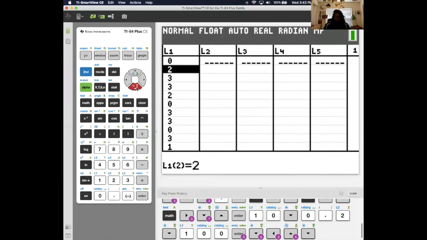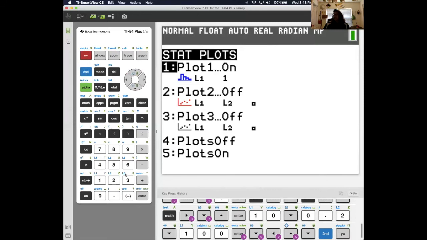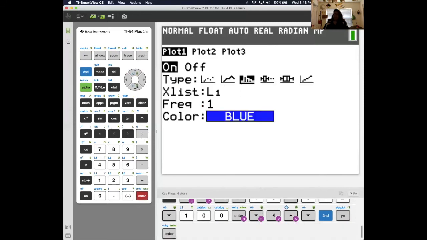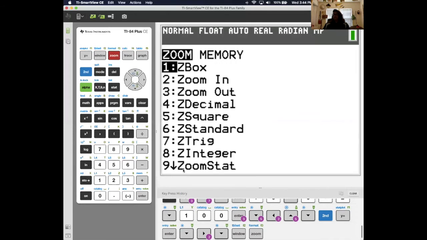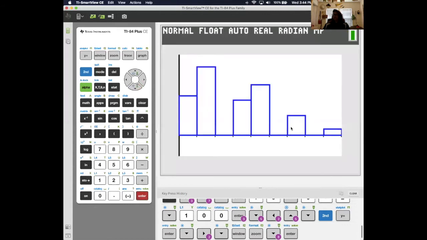So what are we going to do now? We're going to go ahead and create a histogram. So we're going to go second, stat plot, and then hit Enter for the first plot. You're going to make sure that we're on the histogram, which is this one right here, and that this one says L1. Once you have done that, you're going to go to Window. Make sure that Xmin is 0, Xmax is 10, and we're going in intervals of 1. So our bin width is going to be 1. Then you're going to hit Zoom. You're going to go down to Stat Plot. And this is going to graph your plot.